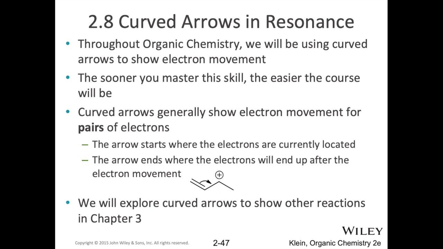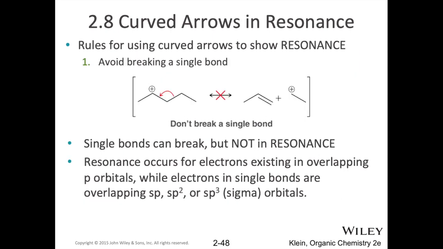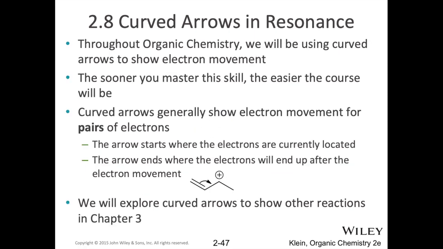Now, how do we draw these curved arrows? You want the tail of your arrow to start where the electrons were in your previous resonance structure, and you want to draw the head of the arrow pointing to where they're going to be in the next resonance structure. So, quick breakdown of the rules here. Actually, let me show you what this molecule would look like when that arrow is drawn.